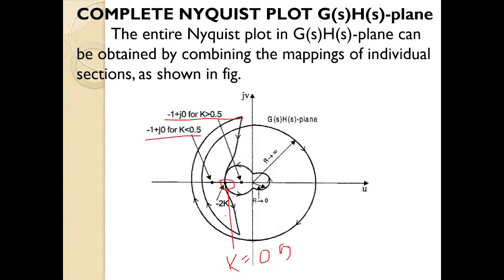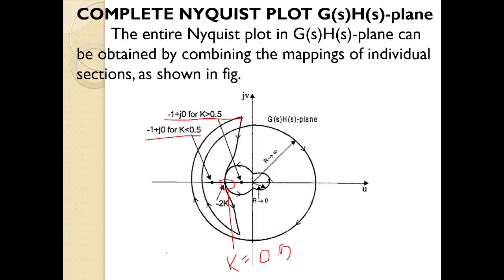So here we have assumed minus 2k is equal to minus 1 plus j0. We didn't write j0, but in the previous slide I showed you that minus 2k is equal to minus 1. So if minus 2k is equal to minus 1, then k will be equal to 0.5. It's not mentioned anywhere that minus 2k will be equal to minus 1. So the k value can be less than 0.5 or it can be greater than 0.5.